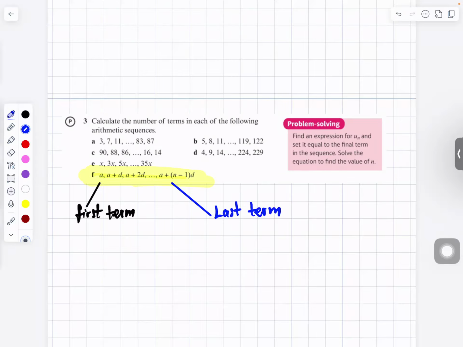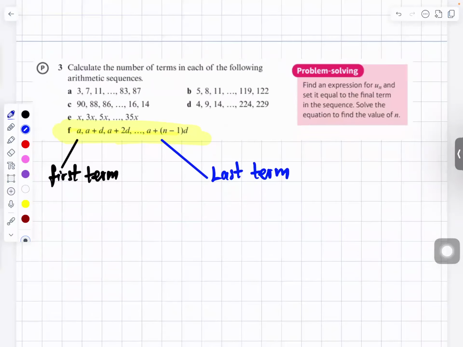And what is the difference? When you go from one to the next, when you leave the first one to get to the next one, what you do, you add D. To go to the next one, you add D, you add the difference. So you're adding each time.